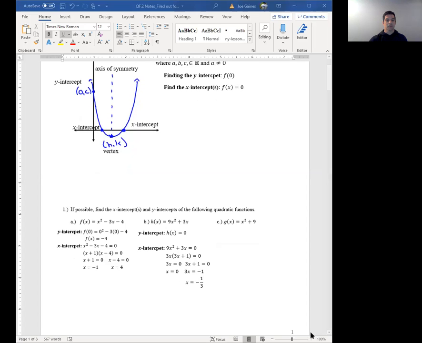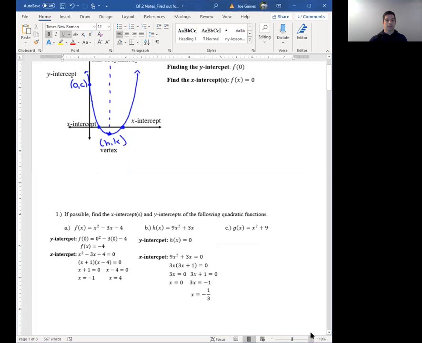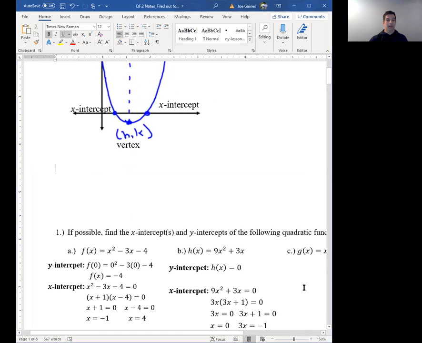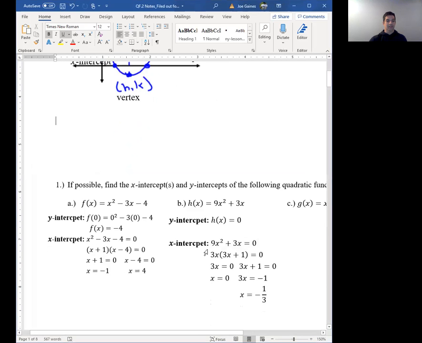So we left off on QF2, looking at problem 1, finding the x- and y-intercepts here on problem number 1. So we found the y-intercept, we found the x-intercepts. There are two of them there, x equals 0 and x equals negative 1/3. We can also check that by taking a look at a graphing calculator.